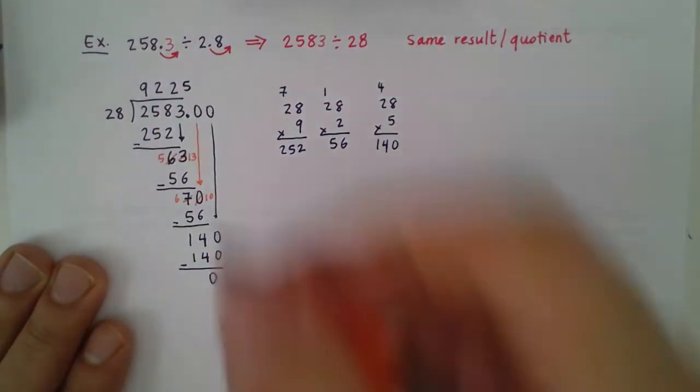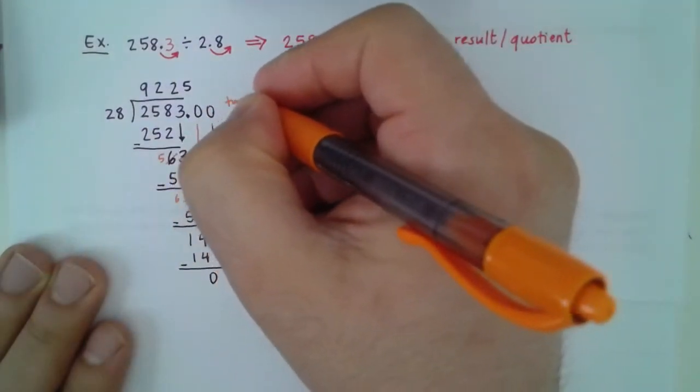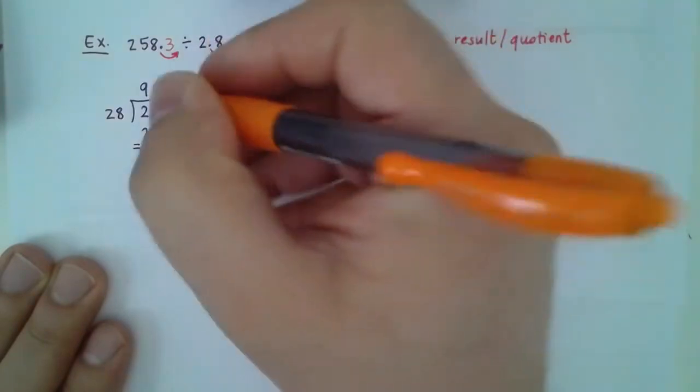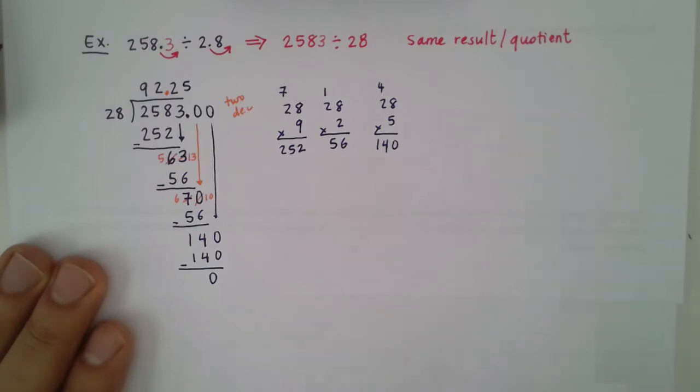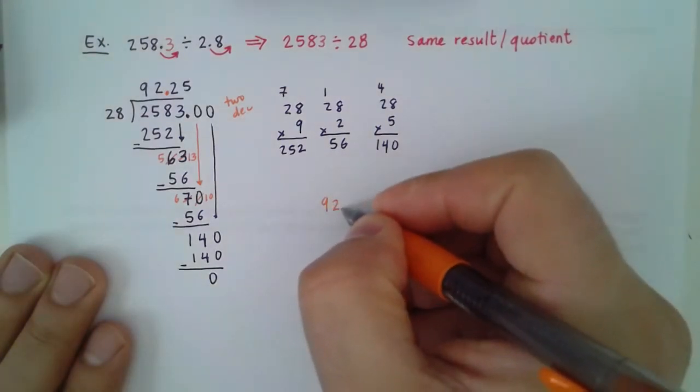So you see we have 2 decimal places here, so it will be the same for the quotient. So the answer will be 92.25.